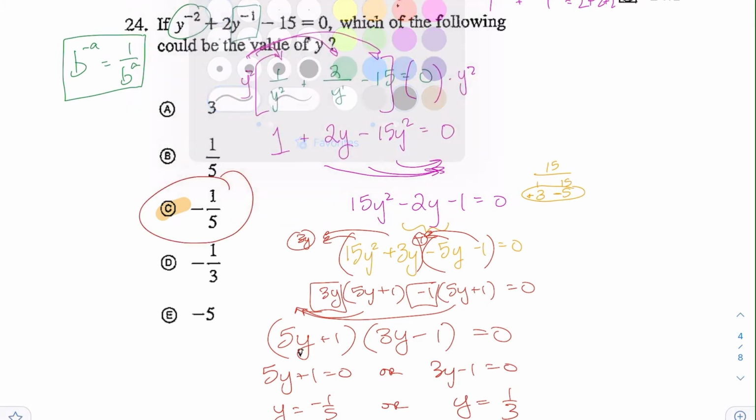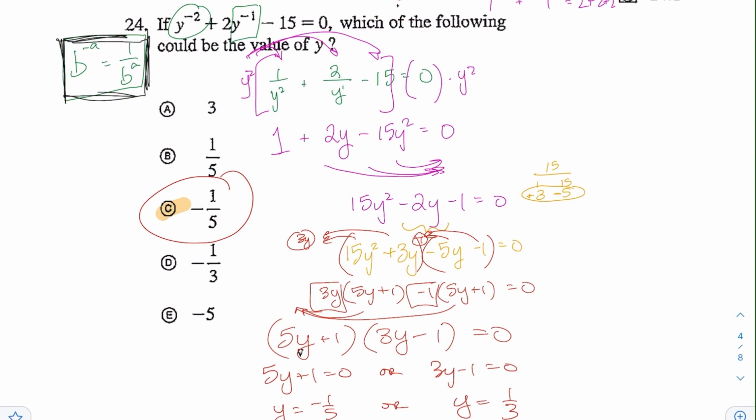So to solve this problem, you need to use this law of exponent. Negative exponent equals reciprocal, as well as factor by grouping. And you have to use factor by grouping because the coefficient of the quadratic term, the y squared term, is not equal to 1.